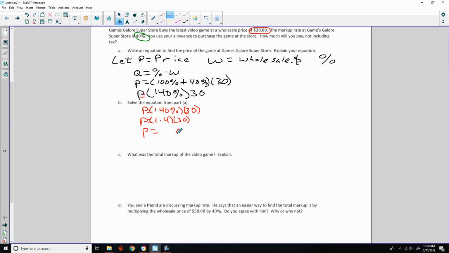P equals, well, I have a 0. 3 times 4 is 12. Carry the 1. 3 times 1 is 3 plus 1 is 4. And there's one decimal place. Since this is money, we want to show the decimal going out 2 places even though it's zeros. So the price of the video game is $42. They paid $30 for it. They sold it to you for $42. They profited $12. What is the total markup of the video game? Well, you take the $42 they sold it to you for and subtract the cost of the video game, which is $30, and the total markup was $12.